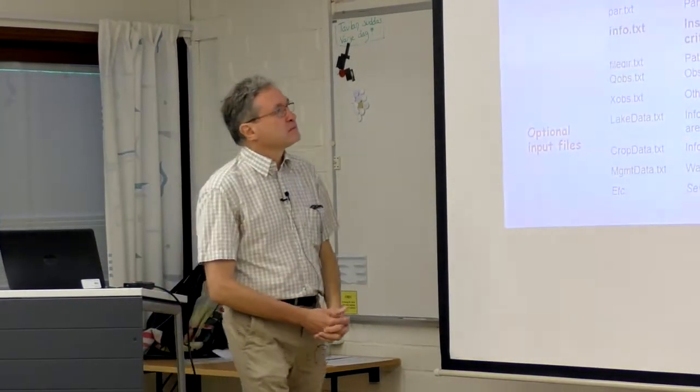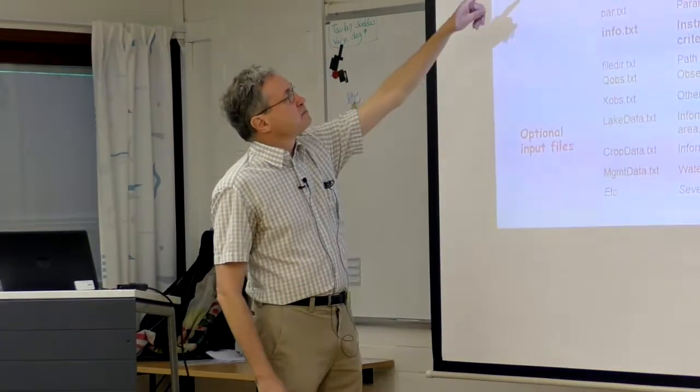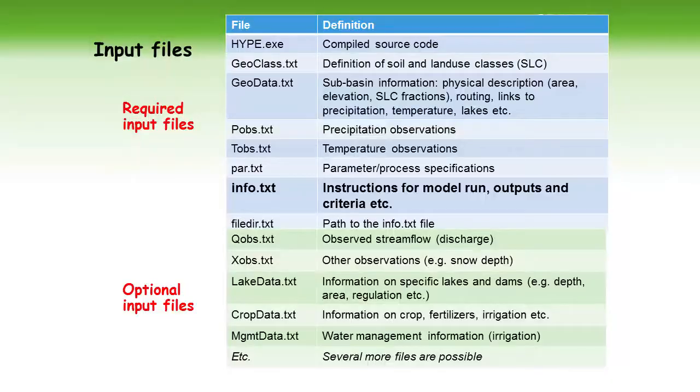Okay, once again, let's start with the hype.exe file then. That is the source code, the Fortran code that has been compiled into an executable file. And you definitely need this one to run the model. The geoclass, as I said, the definition of the different soil and land use classes.